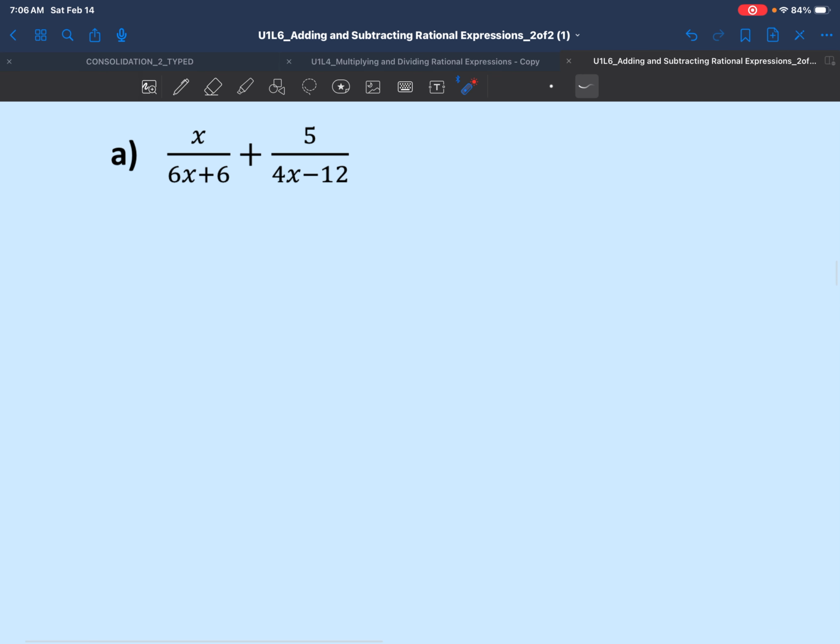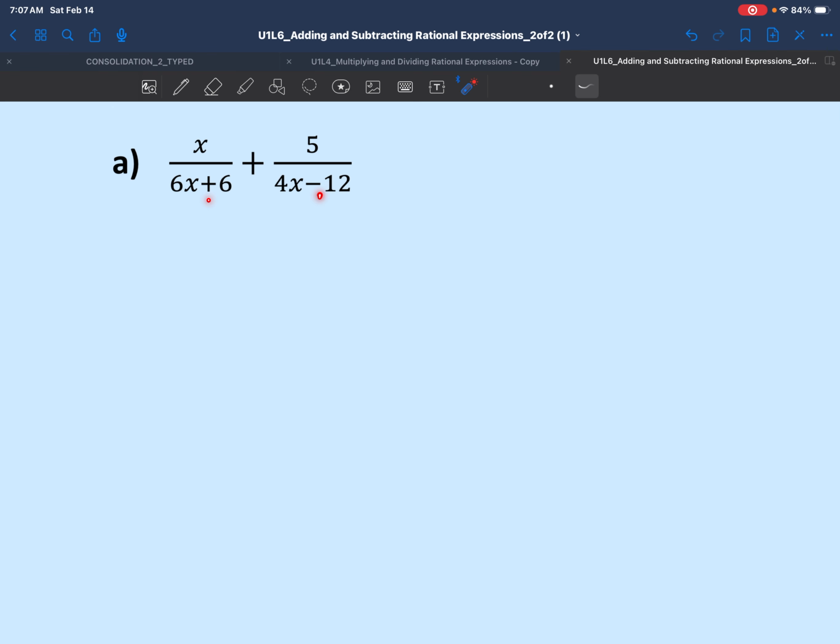So in the first example here, we have x over 6x plus 6 plus 5 over 4x minus 12. So we have addition of two rational expressions, and as you can see, their denominators are different. Just like with numbers, in order to add fractions or rational expressions in this case, we need the denominators to be the same. So since they're not the same, we'll make the denominators equal to the lowest common denominator.